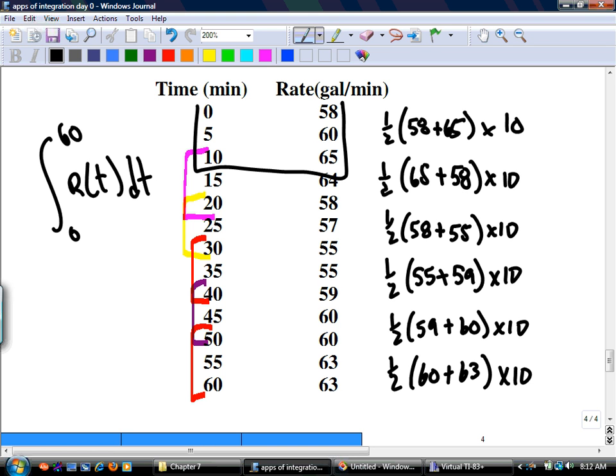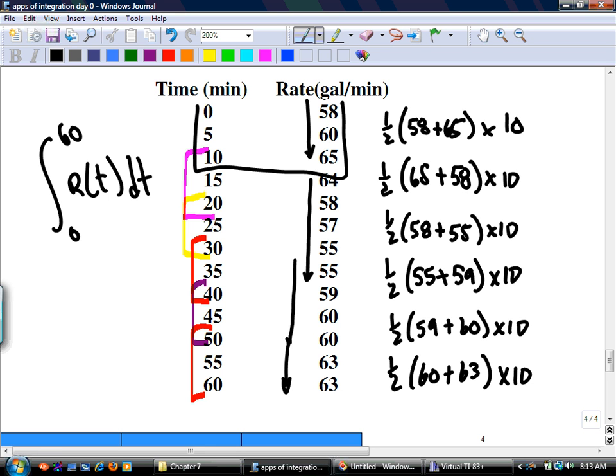Other questions that could be asked are, when is the pumping increasing? When is it decreasing? You have to look at the table and see where the number is getting larger. From 0 to 10, it's getting larger. From 15 down to 35, you would say it's decreasing. And from 55 up to 60, you would say it's increasing. So you're going to get asked questions that take you back to chapters 3 and 4 as well.